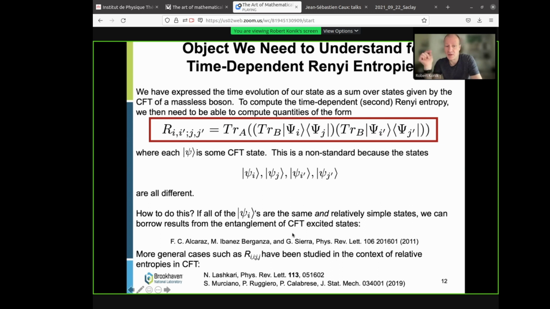Relative entropy comes about in the context of trying to define some sort of distance metric between different density matrices, different reduced density matrices. This idea, I think, was introduced by Lashkari in this PRL. And then there's been lots of work on relative entropies in CFTs, including by my collaborators, Sarah and Pasquale. I give one of their papers here. There's actually quite a few, so this is not a complete list at all of the work on relative entropies. But even this object is not quite as general as we need.